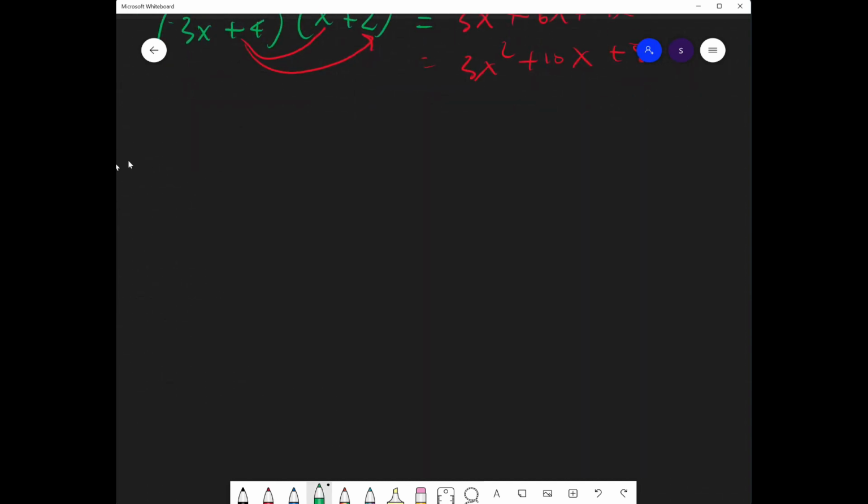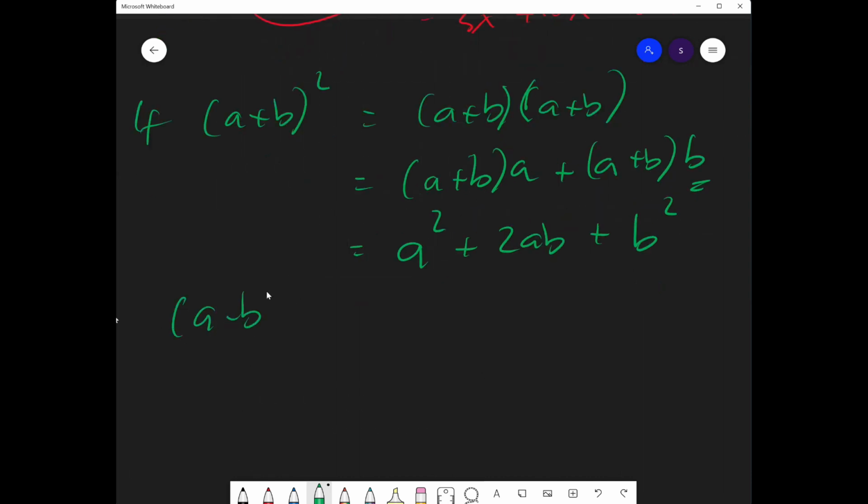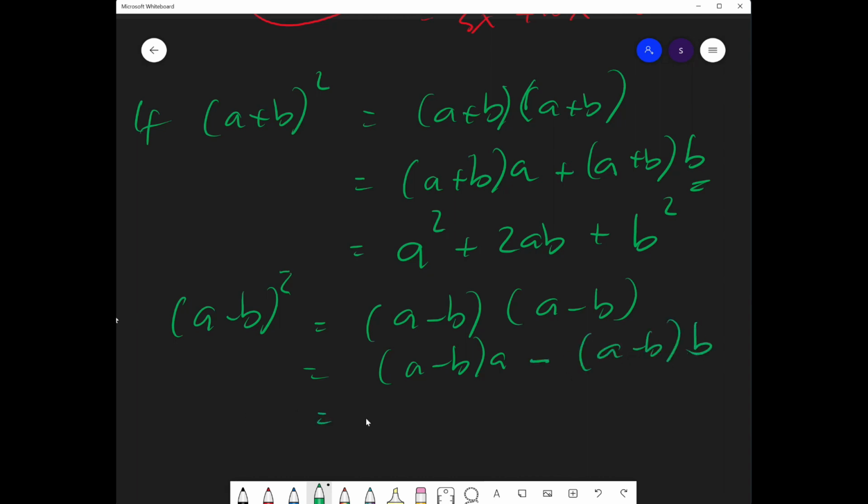Okay, let's see if we have a plus b squared. We can solve by a plus b times a plus b, or a squared plus 2ab plus b squared. And what about a minus b squared? This can be solved by a minus b times a minus b, and also a squared minus 2ab plus b squared.